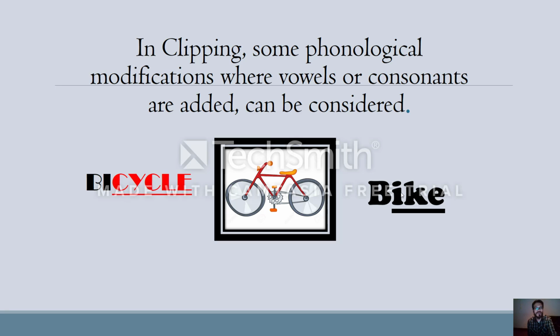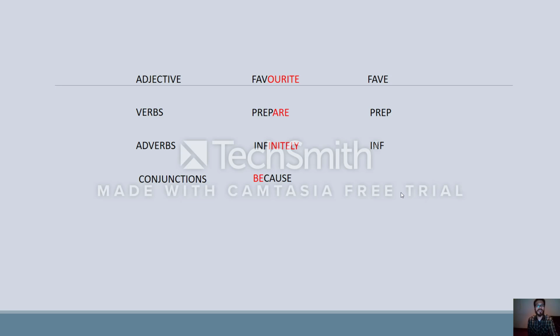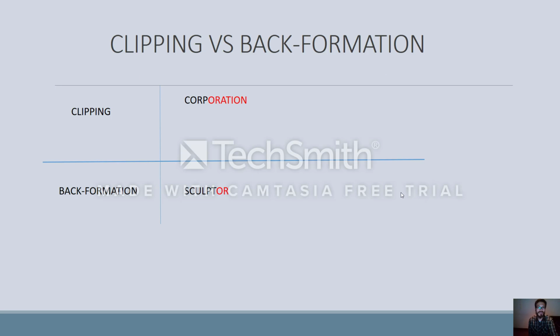Clipping is not only used in nouns, you can also do this process in different categories of words. For example, in adjectives like favorite, you will get fave. Verbs like prepare, you will get prep. Adverbs like infinitely, you will get inf. Conjunctions like because, you will get cause.